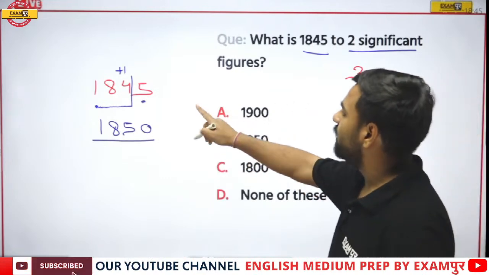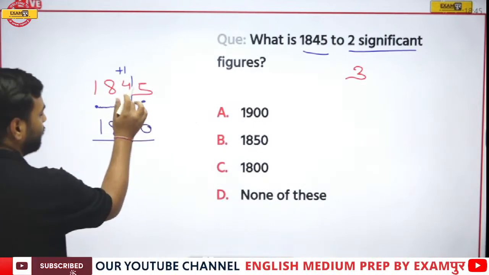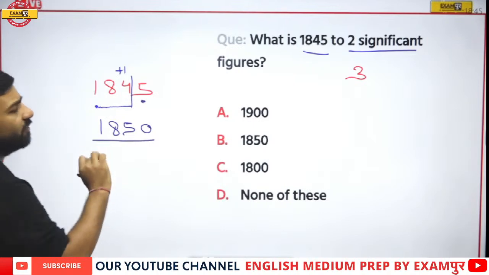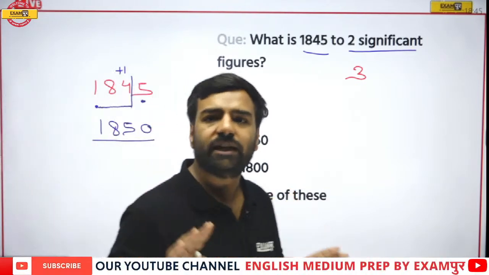I was talking about 1845 till three significant figures. That means I'll move till 3. I'll write as it is. But the next digit I'll check. Is it 5 or greater than 5? Yes. So that's why I've done plus 1 here. And in this manner, we actually calculated.